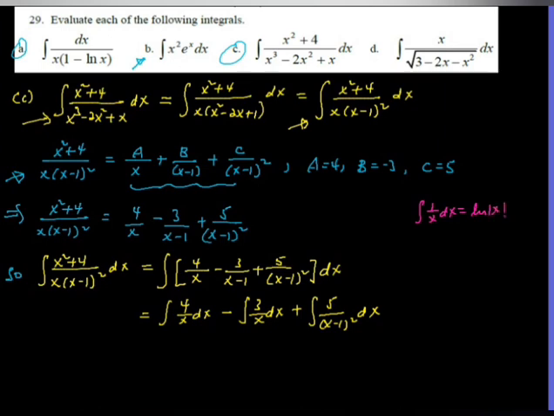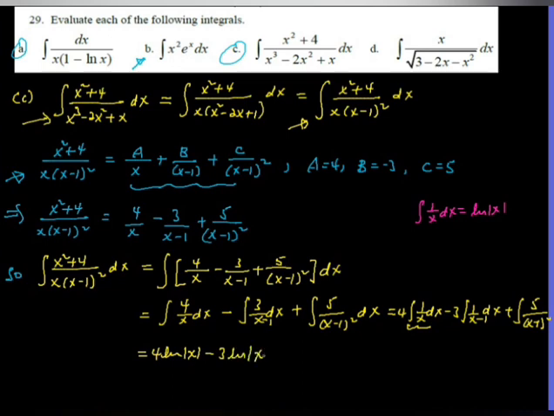The integral of 1 over x dx is ln of the absolute value of x, which we must always remember. So what we get is 4 times the integral of 1 over x dx minus 3 times the integral of 1 over x minus 1 dx (you can take the constants out of the integration), plus the integral of 5 over x minus 1 the whole square dx. So this becomes 4 times ln of the absolute value of x minus 3 times ln of the absolute value of x minus 1 minus 5 times 1 over x minus 1.